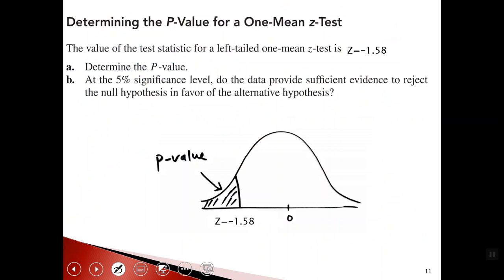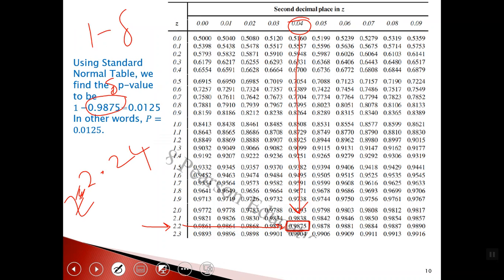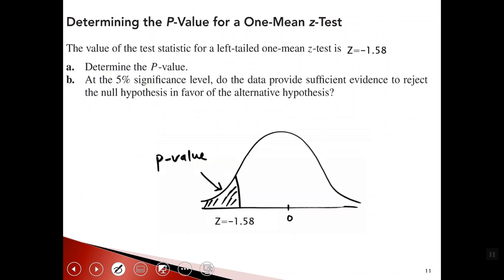In that case, you don't need to compare the p value with the significance level. No, because you don't have a significance level. Just find the z value. Clear? Okay, there is another example.